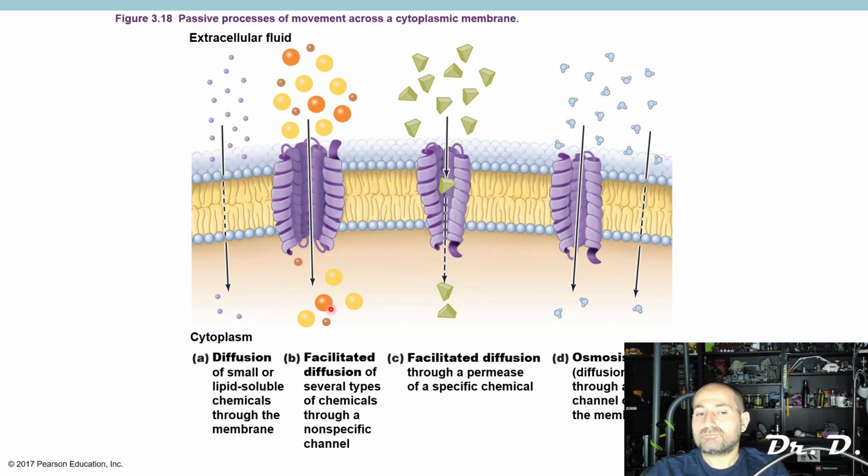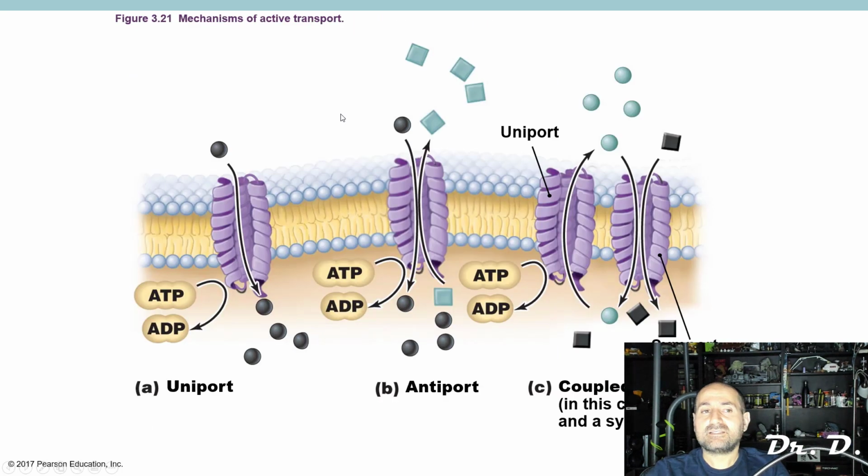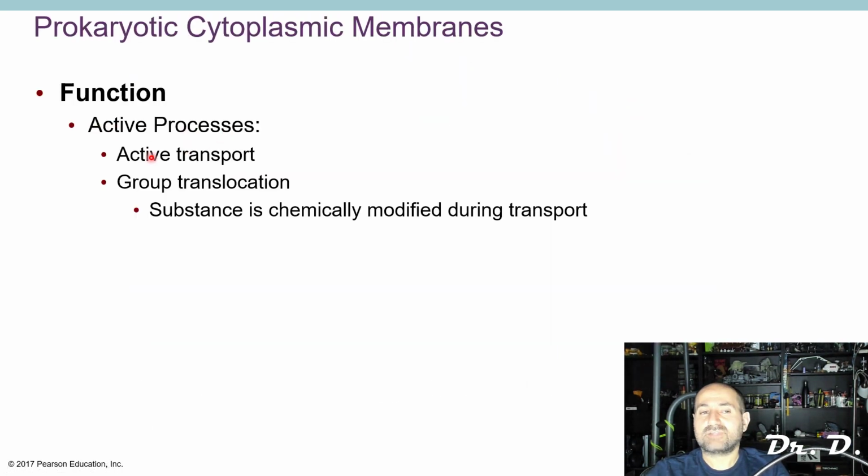Whenever the cell wants to push a solute or some substance from low concentration to high, you're going against diffusion, you're going against the concentration gradient, and you're going to require energy. In that case, these are active processes. Active transport means energy is required. It's a positive delta G reaction. It's endergonic. It's non-spontaneous. Active transport.